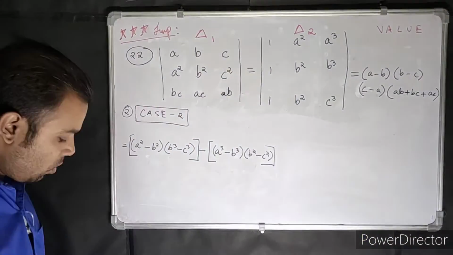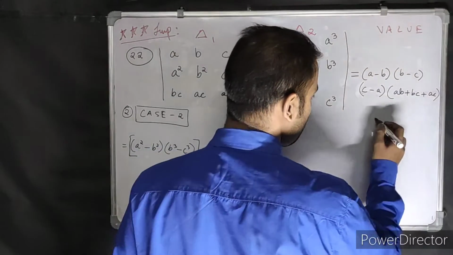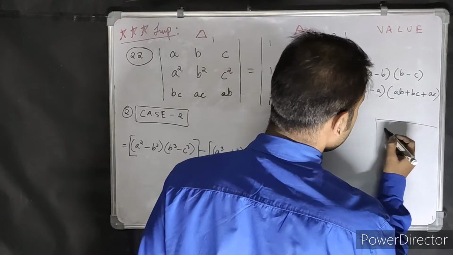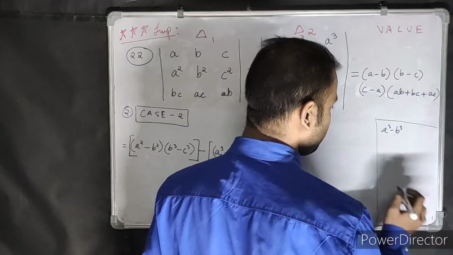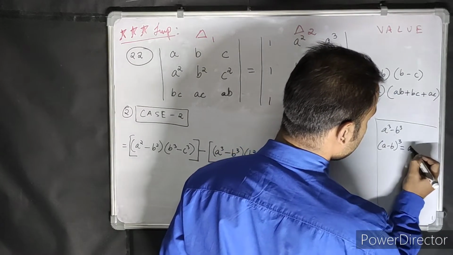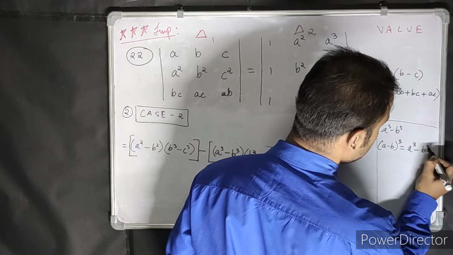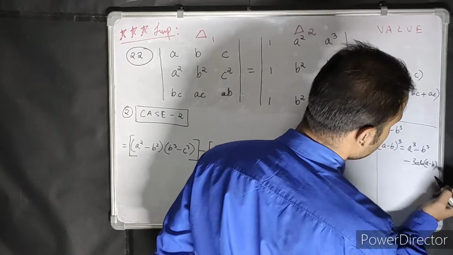I'm correct. Now from here, what do we do? From here, you all know the formula of a cube minus b cube. You all know, right? Those of you who don't know, you know how to prove it. If you don't know how to prove it, then you can watch the a cube minus b cube video. I have done this many times. You'll find it in other videos also, so nothing to worry about.